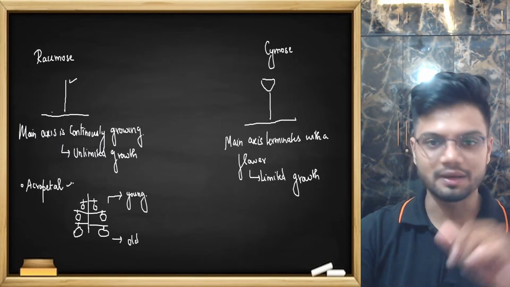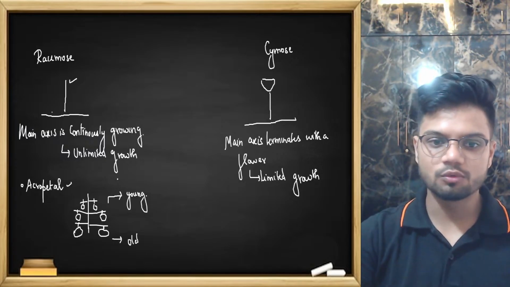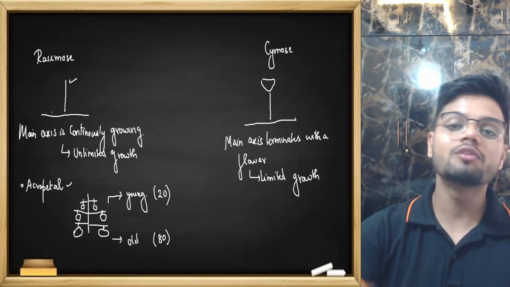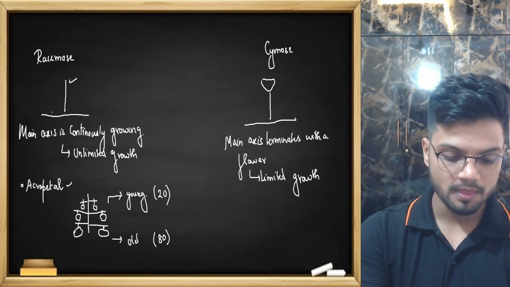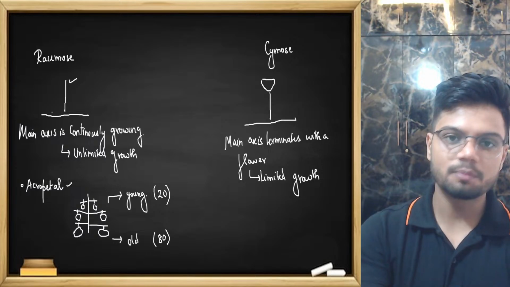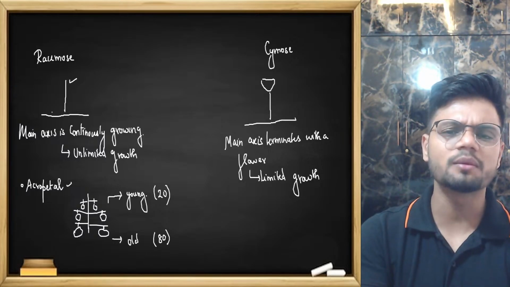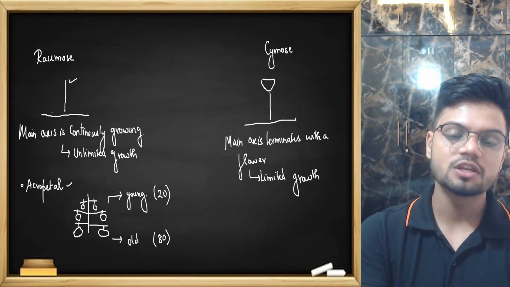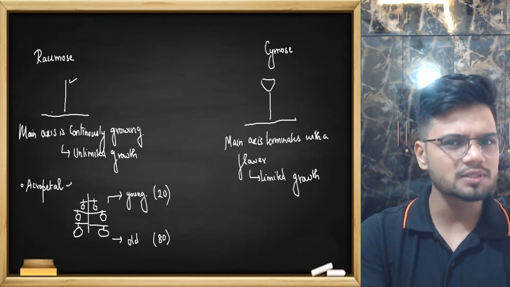Now, if I keep a race between a person who is in his 20s and a person who is in his, let's say, 80s, who would win the race? Tell me, all of you. If I keep a running race, 500 meters or 100 meters, and one person is in his 20s and one in his 80s, who will win? Obviously, the young person will win the race.